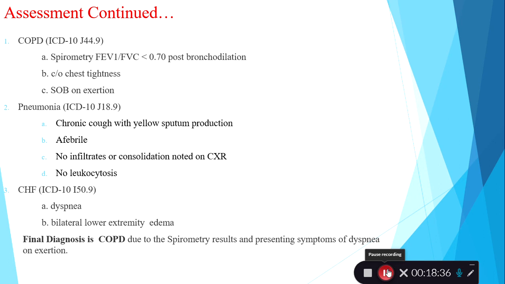Both COPD and CHF can often have similar findings, but it is not usual to find chest tightness in CHF patients. So my final diagnosis for Mr. CO is COPD due to his spirometry results and presenting symptoms of dyspnea on exertion.